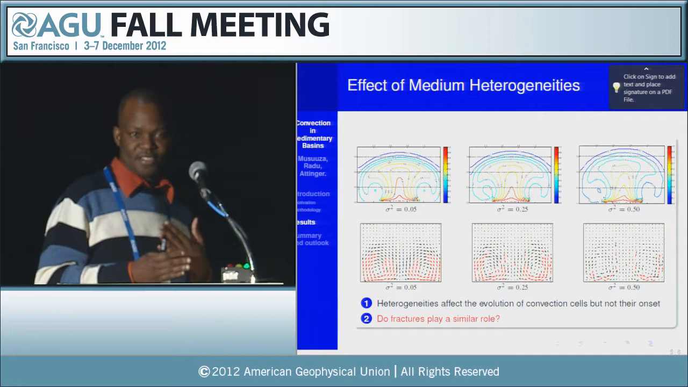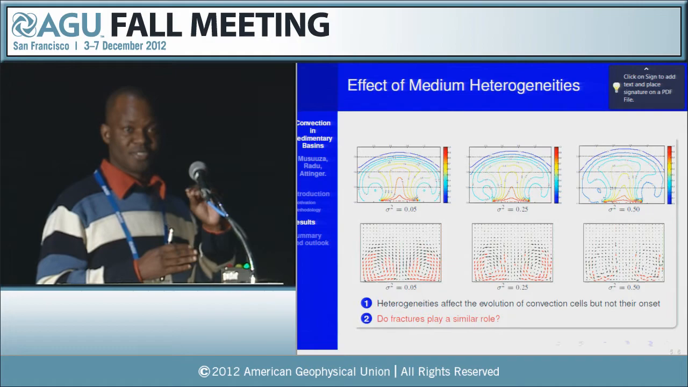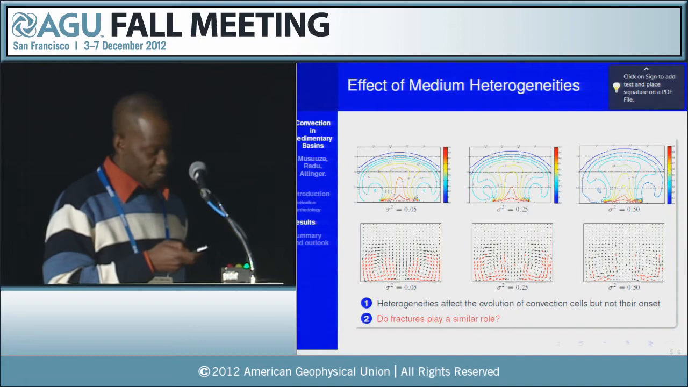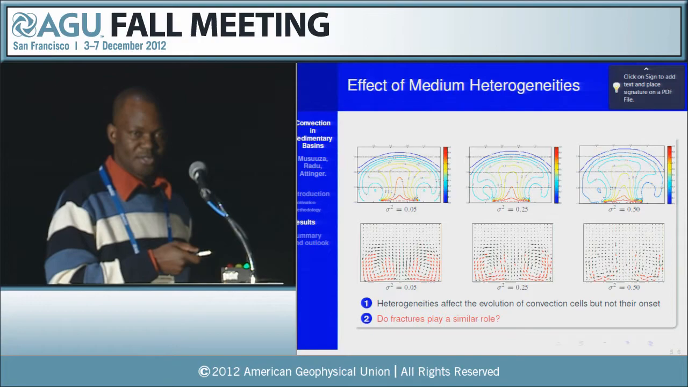Because of this, we did not compute the tensors that I showed you in that schematic. But then we reckoned that probably fractures have a similar effect to that of heterogeneities, but we have not checked this as yet.